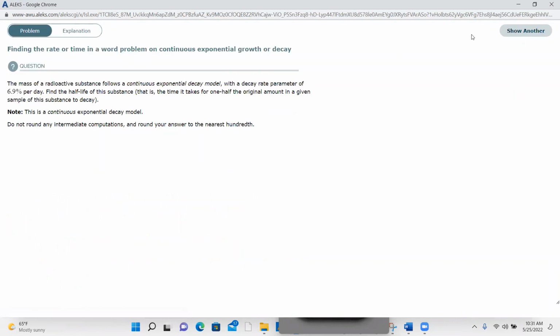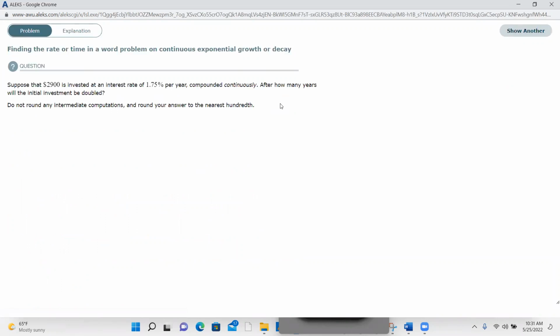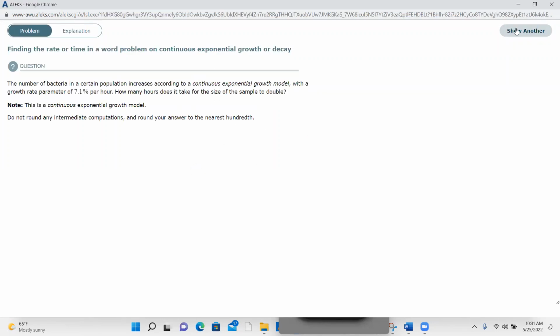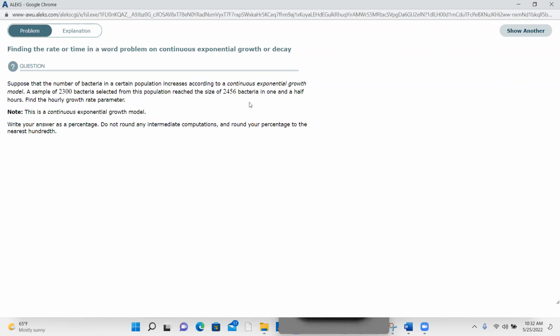Let's just see if there are any other types of problems in here. That's similar with doubling. Let's see one where you solve for a rate. Okay, try this one. You're asked to find the hourly growth rate parameter.